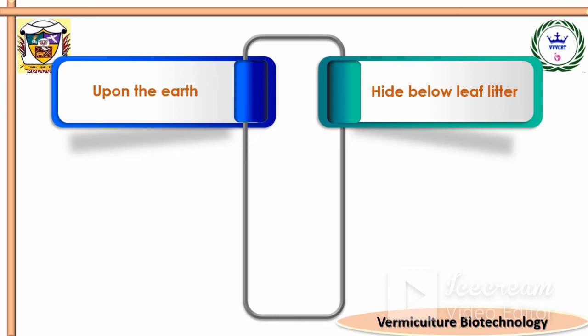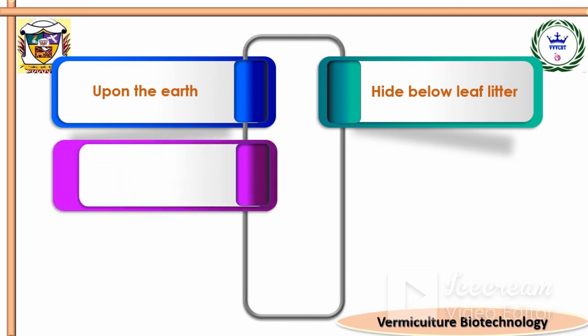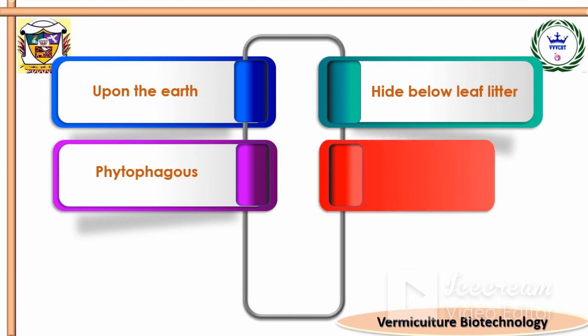Mostly, they hide below the leaf litters. They are small in size and very active. They are good biodegraders, feeding mainly on leaf litters, that is, leaf waste. So, they are called phytophagous. As I already told, phytophagous means the worms which eat only plants.